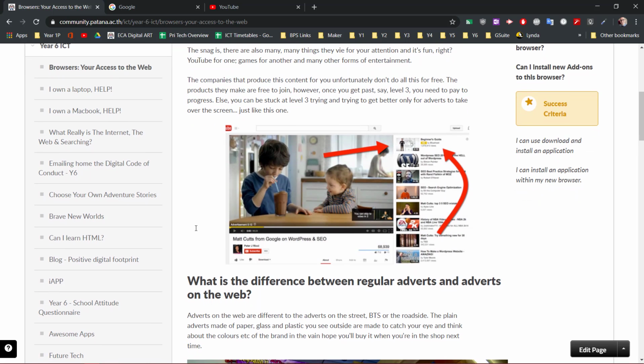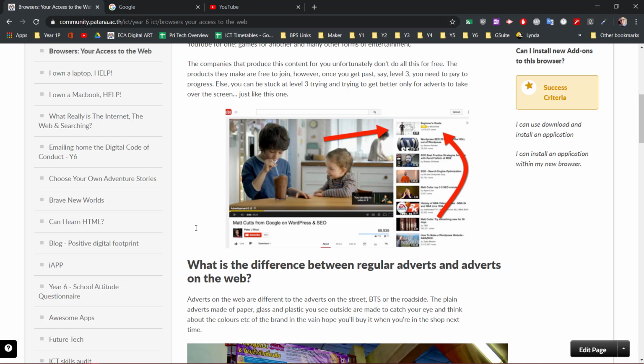And you see, the companies that produce this content, unfortunately, they cannot do this for free. The people who work there don't work for free. They have lives and they have to pay for things as well. So when you play a computer game and you want to get past level 3, you have to do something inside that game in order to get past level 3, unless you keep trying. And the only way you can do that is by seeing different adverts. This is a typical YouTube page, and we're in the middle of an advert right now. And over here it's another advert, and there are lots of adverts that you see sprung up inside all the videos.